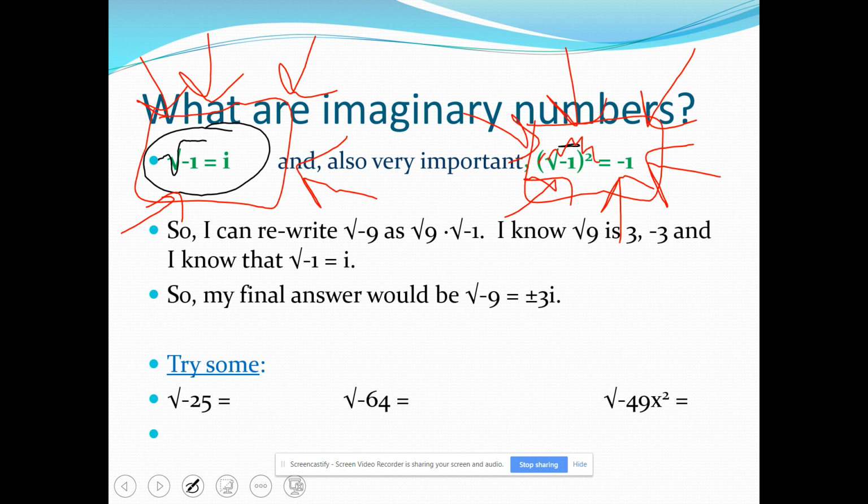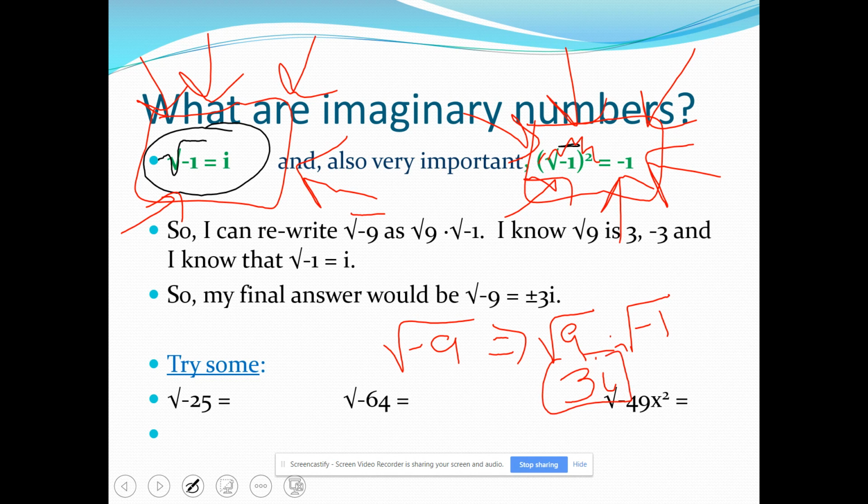So now that we know that i is equal to the square root of -1, we're going to rewrite the square root of -9 as the square root of 9 times the square root of -1. So what is the square root of 9? Well, it's 3. The square root of -1, well, we just found out that that's i. So our answer would be 3i.